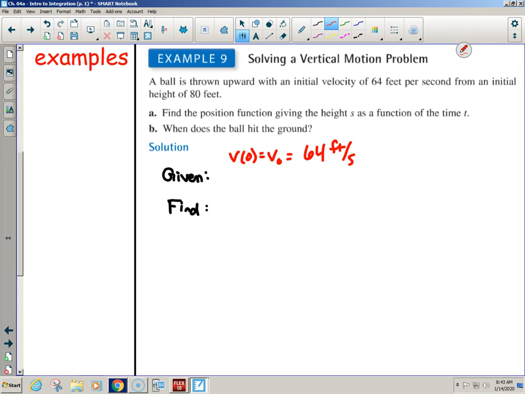The thing is thrown upward. So the motion is in the upwards direction. If it was in the downwards, what would I have made it? Negative. What else do I know? Initial height. Good. So I could say S of 0, or S sub 0, is 80. Could I draw a picture?